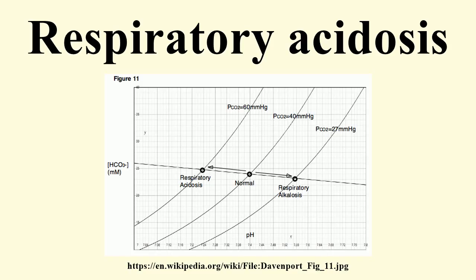The expected change in pH with respiratory acidosis can be estimated with the following equations. Acute respiratory acidosis: change in pH equals 0.008 x the change in PaCO2. Chronic respiratory acidosis: change in pH equals 0.003 x the change in PaCO2.